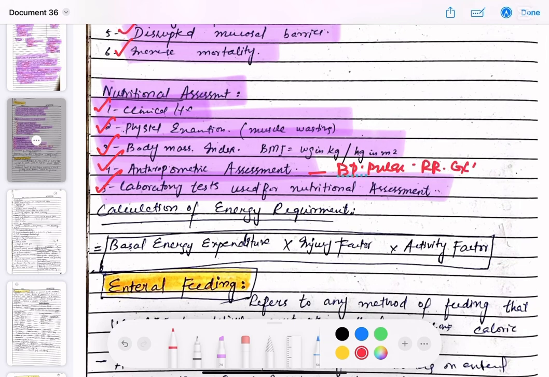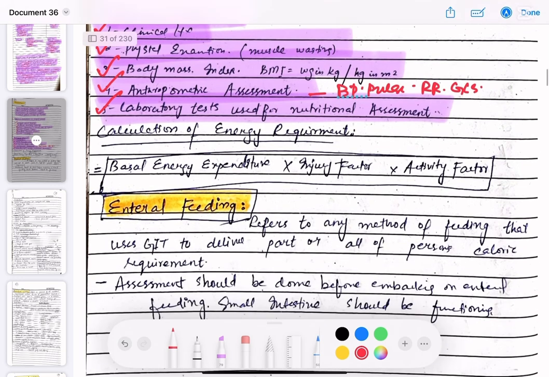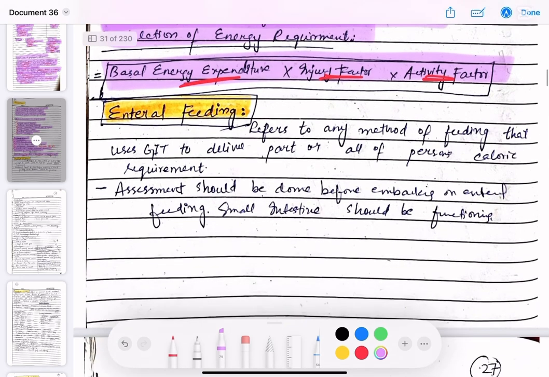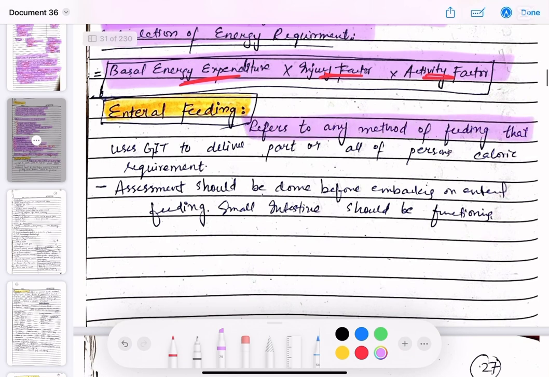The calculation of energy requirement is done as such: basal energy expenditure multiplied by injury factor multiplied by activity factor. Now, what is enteral feeding? It refers to any method of feeding that uses the GIT to deliver part or all of a person's caloric requirement. Enteral means intestinal, so GIT is involved.